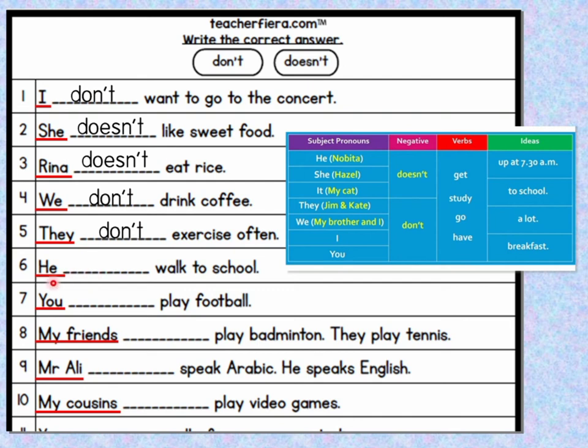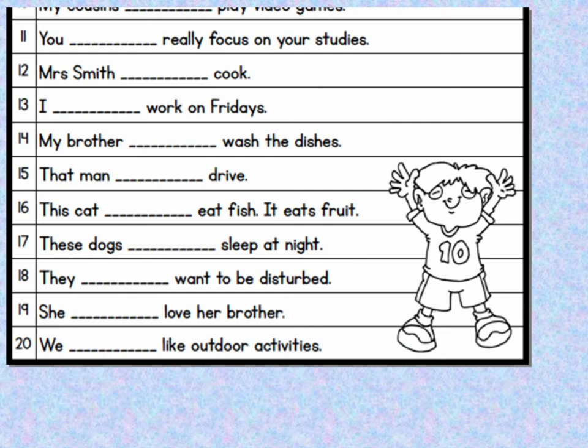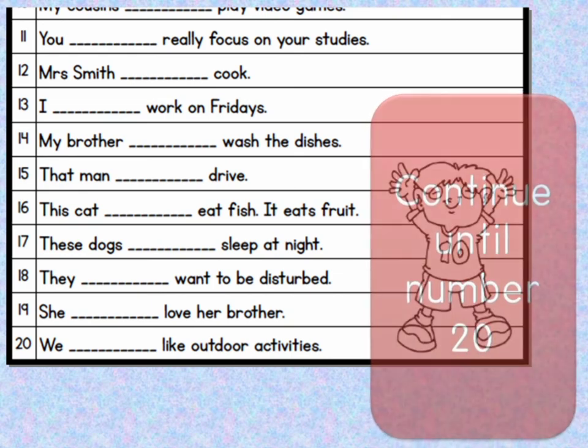Number 6, he, so the answer is doesn't. Number 7, you, so the answer is don't. Number 8, my friends, so the answer is don't. Move on to number 9, Mr. Ali, the answer is doesn't. Number 10, my cousins, so the answer is don't. Class, please continue to fill in the empty spaces until number 20.